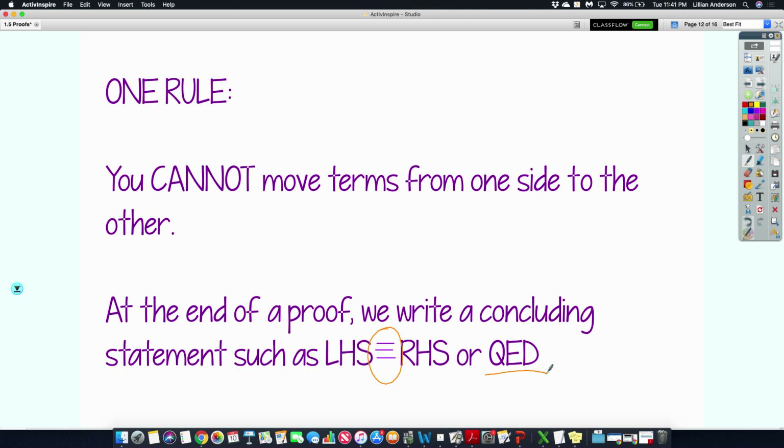Or you could write out the 3 letters QED. And QED is a Latin abbreviation for, and I did not take Latin, so if anyone did take Latin, please forgive me in my pronunciation, quod erat demonstrandum. Okay, which basically represents what was to be demonstrated or what was to be shown. So basically, you put that at the end to let it be known that you show that the left hand side equals the right hand side.